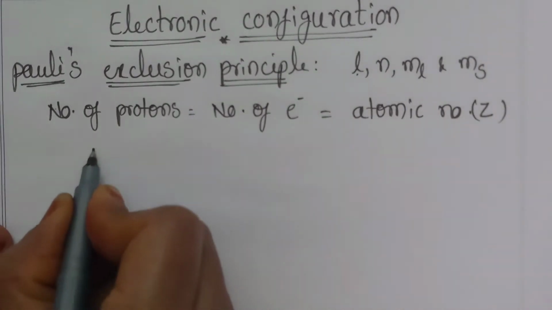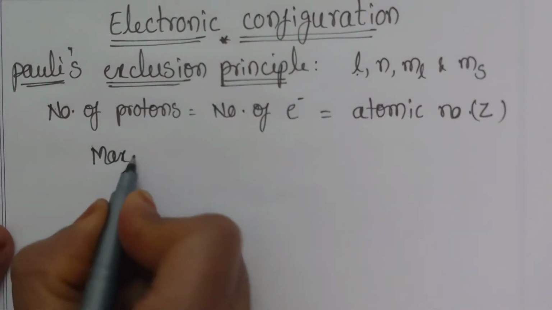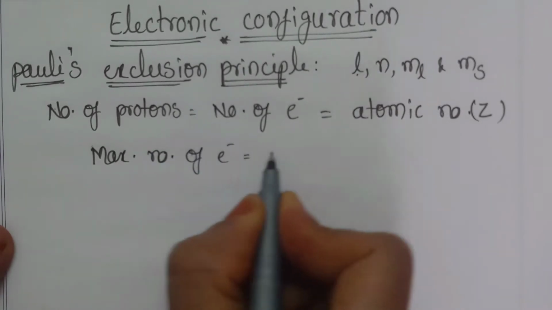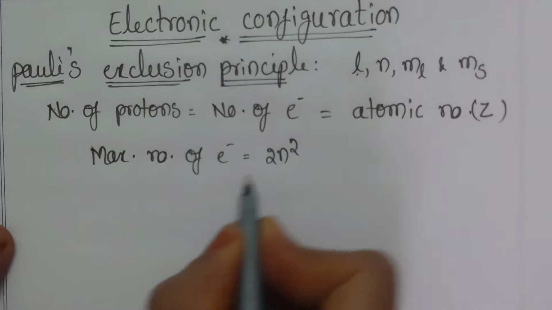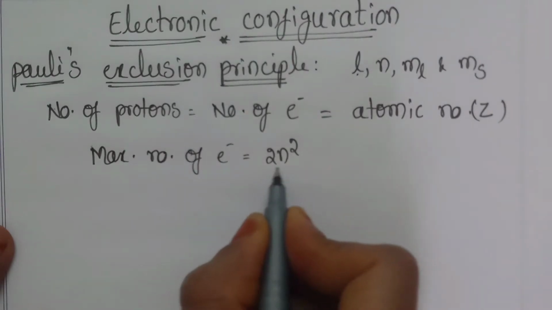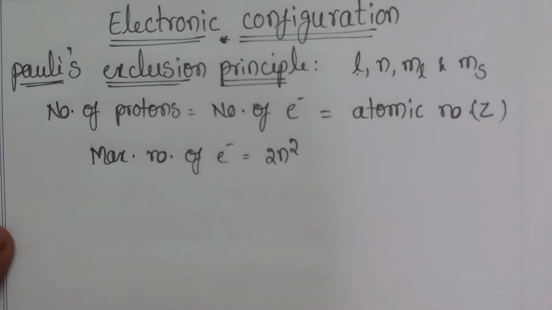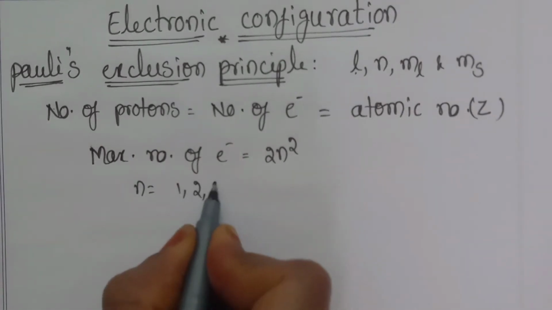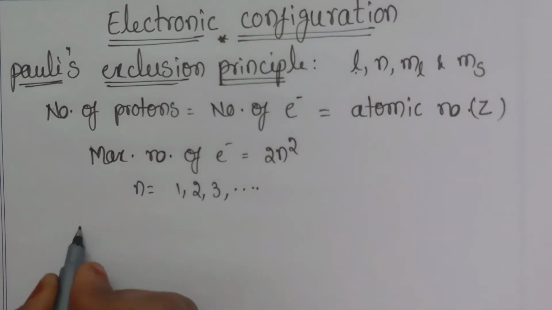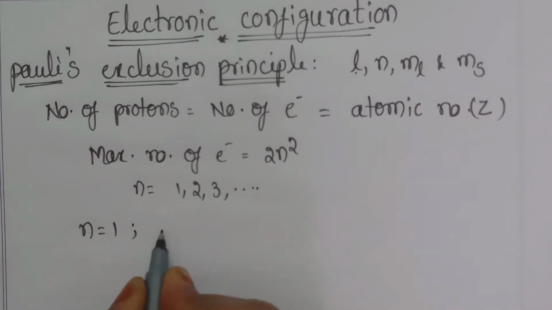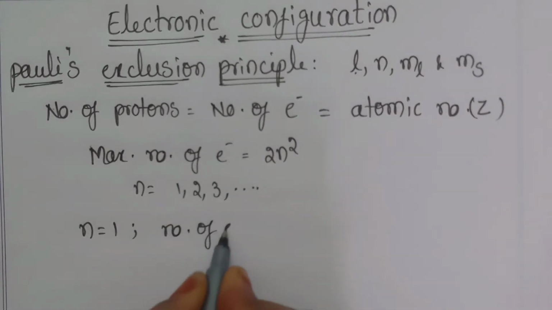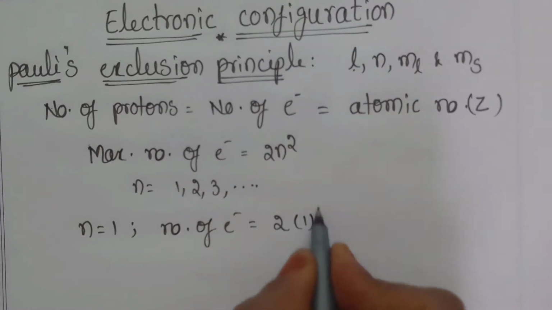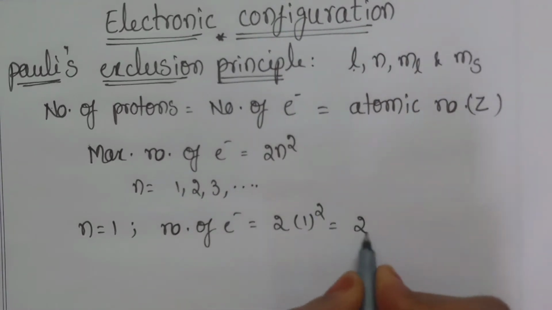According to Bohr's atom theory, an orbit can hold a maximum number of electrons given by the formula 2n², where n takes the values 1, 2, 3 and so on. So, for n equal to 1, the number of electrons is 2 into 1 square, that is 2.